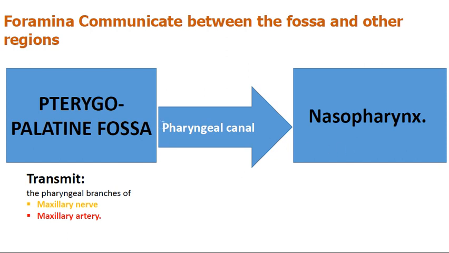Other communications, in the reverse way, from the pterygopalatine fossa to the nasopharynx, which lies more medial and more deep, are through what is called the pharyngeal canal. This pharyngeal canal is the way of transmission of the maxillary nerve passing from the fossa to the nasopharynx, supplying the mucosa there, and the maxillary artery also, the terminal branch, may share in the supply of parts of the nasal cavity also present here. So through the pharyngeal canal we have the communication between the pterygopalatine fossa and the nasopharynx.